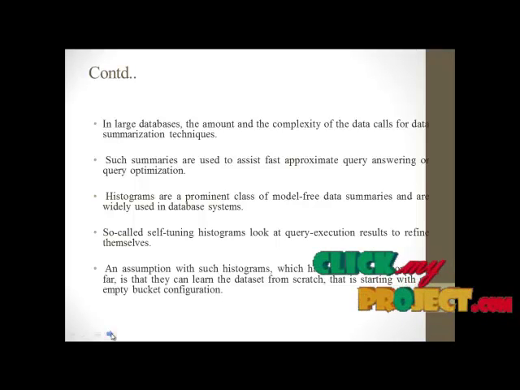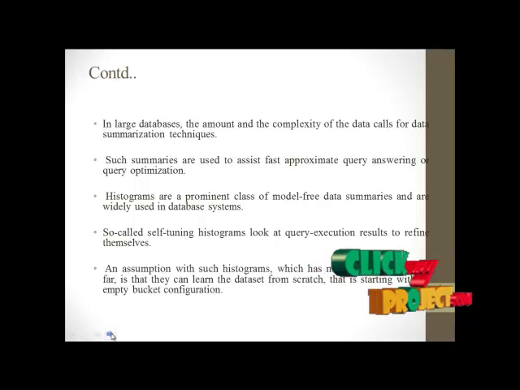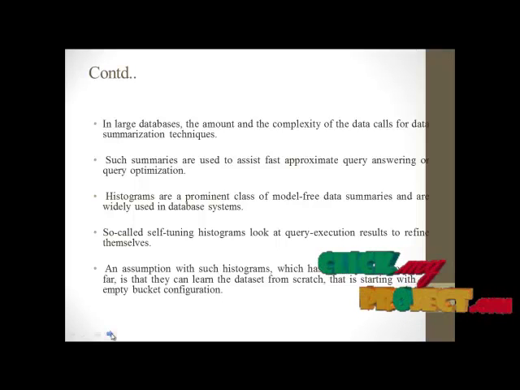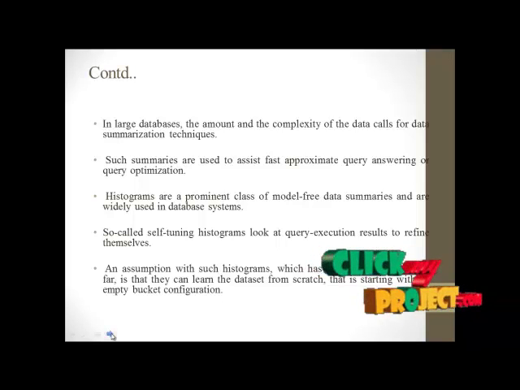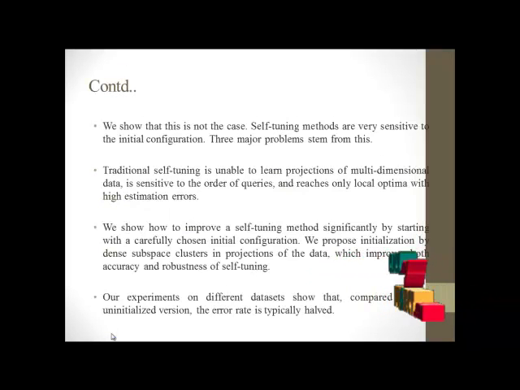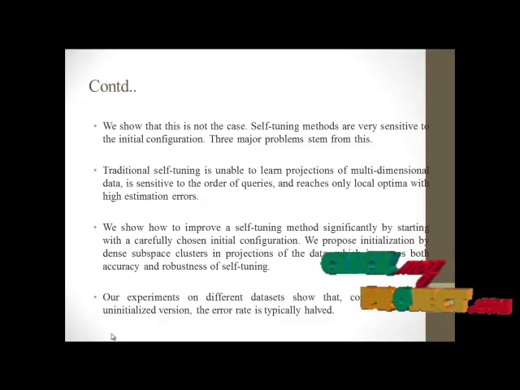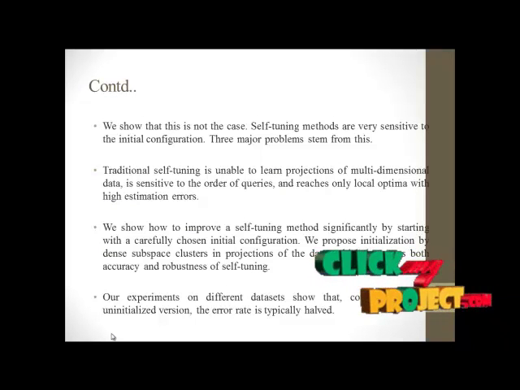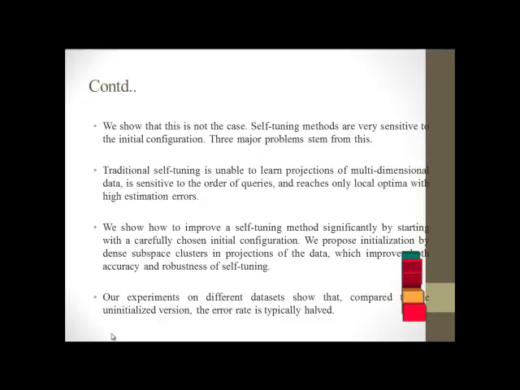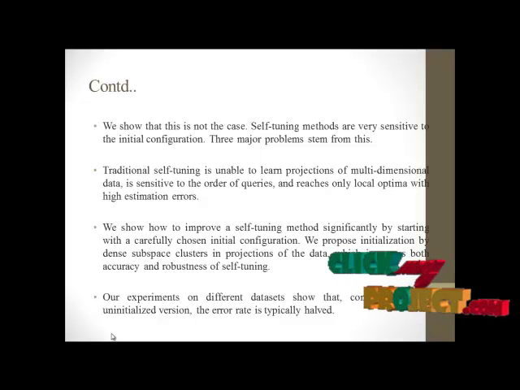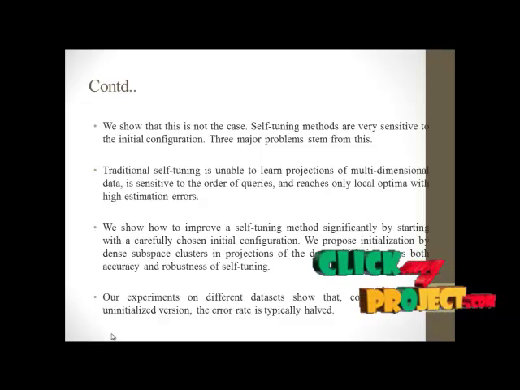An assumption with such histograms which has not been questioned so far is that they can learn the dataset from scratch, that is, starting with an empty bucket configuration. We show that this is not the case. Self-tuning methods are very sensitive to the initial configuration. Three major problems stem from this.